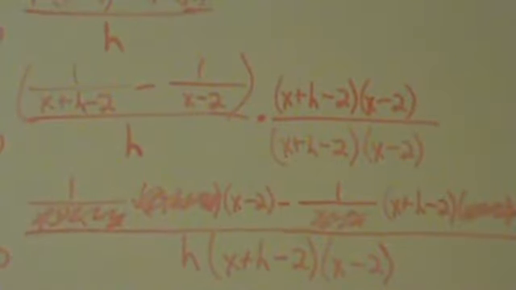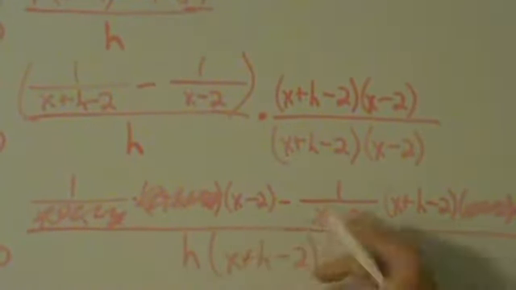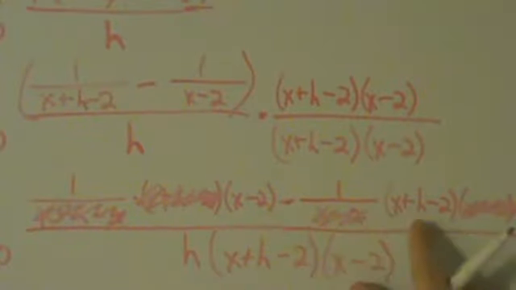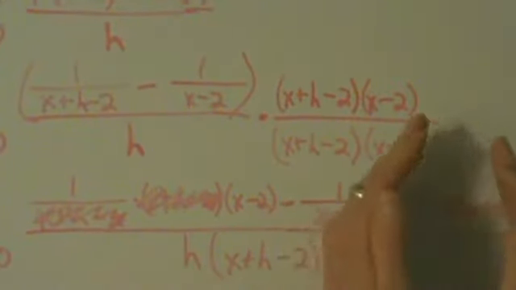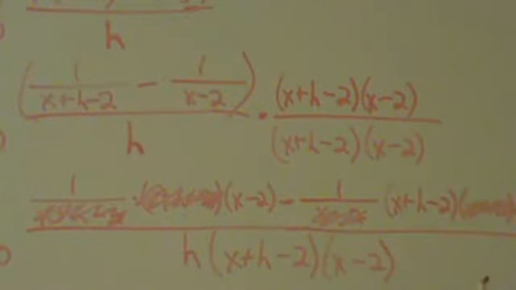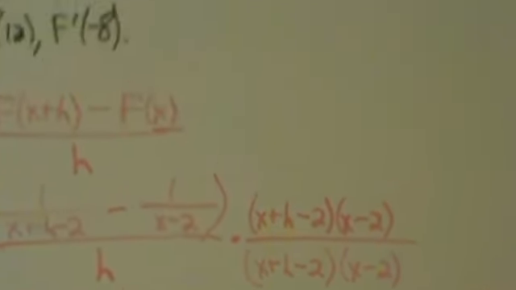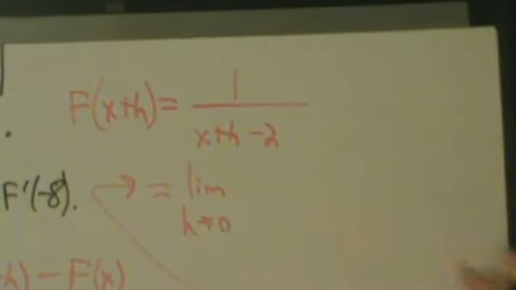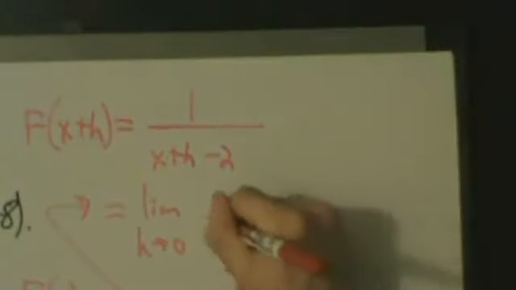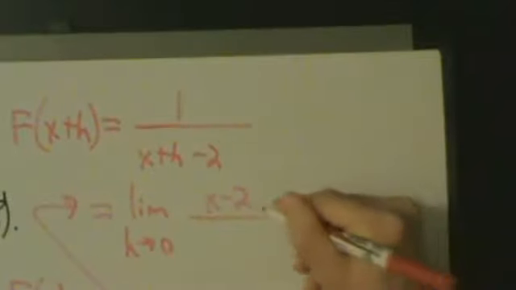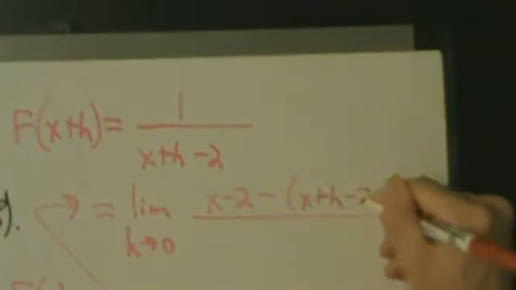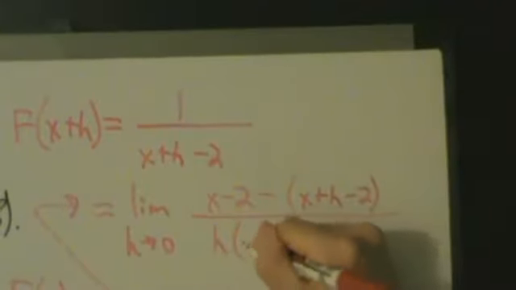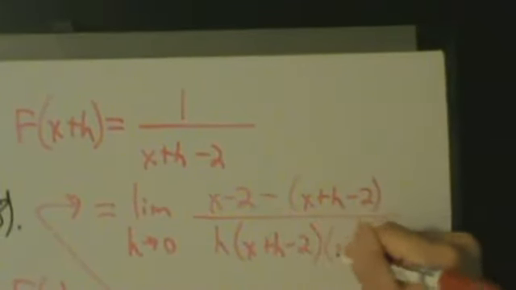Okay, so now we're left with 1 times x minus 2 minus, remember that's a minus 1 times x plus h minus 2. So remember it's minus this whole quantity here, so we've got to be careful about that and not forget it. So let's go ahead and mosey on back up here. Coming up here, we're going to have equals the limit as h goes to 0 of what? x minus 2 minus the quantity x plus h minus 2. And then on the bottom we still just have h times x plus h minus 2 times x minus 2.